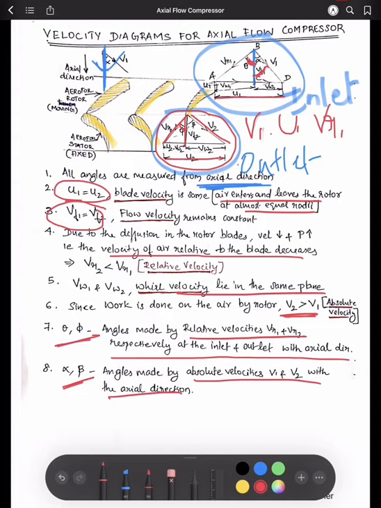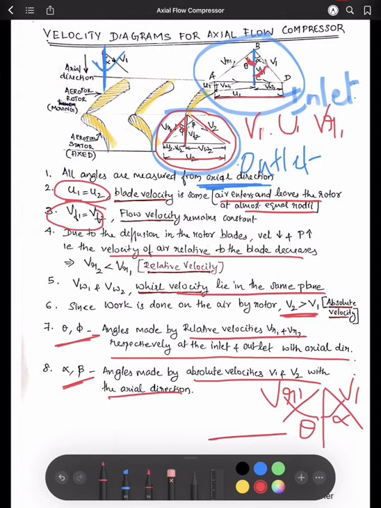One notable difference from that of centrifugal compressor is that in centrifugal compressor we take all the angles from the horizontal direction, whereas in the case of axial flow compressors we take all the angles from the axial direction. Clear? This is V1, VR1, alpha, theta. I hope you have understood the velocity diagrams clearly.